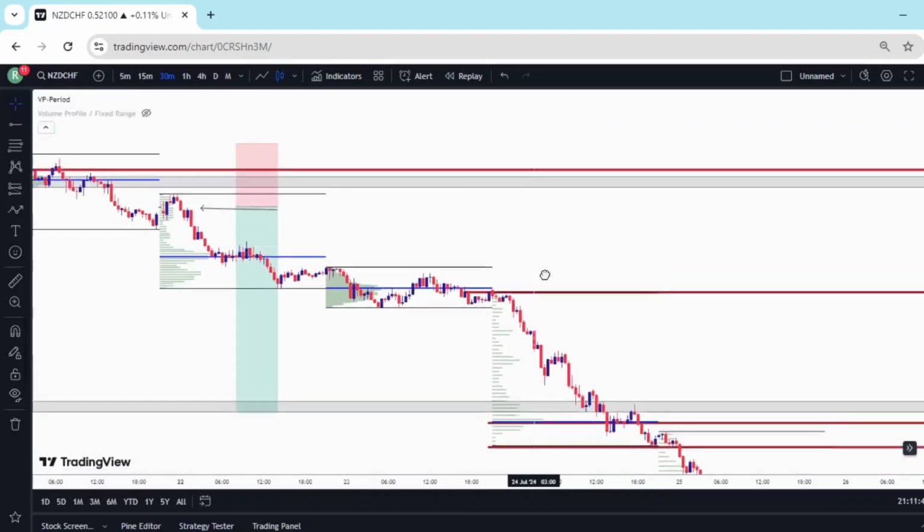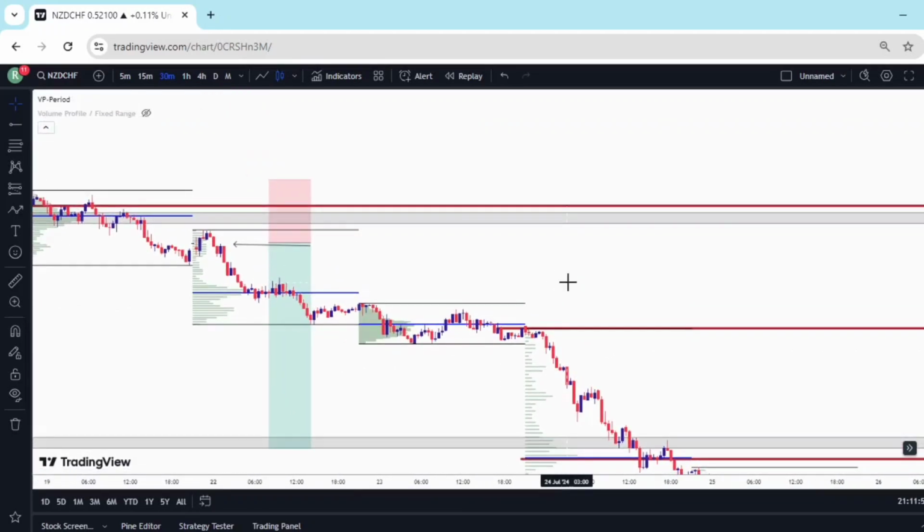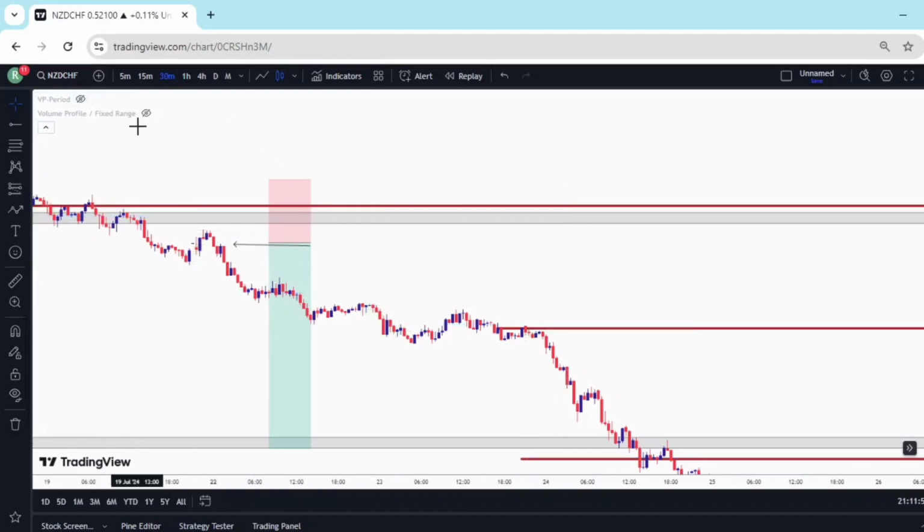Now this is the only indicator I use once in a while, even though I prefer trading a clean chart.